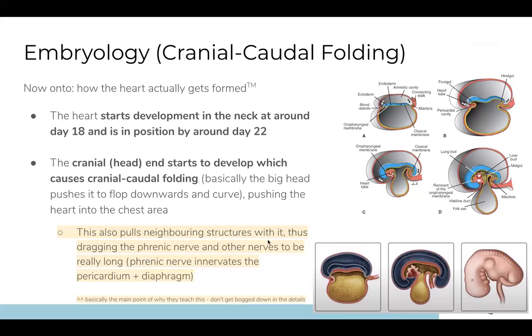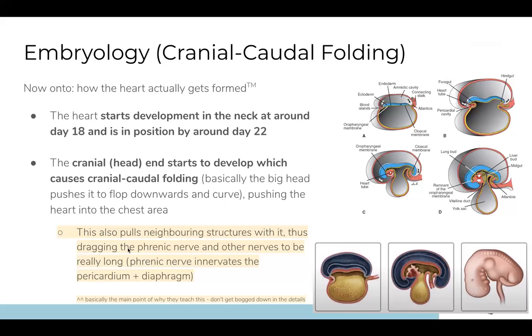Which is why your phrenic nerve, which innervates the pericardium, originates at your head/neck area, because it used to live near the head and neck area. But then as it folds in and pushes the heart tube closer to the chest area, it pulls the heart down as well as neighboring structures. So that's why the phrenic nerve is super long and it goes and innervates the heart.